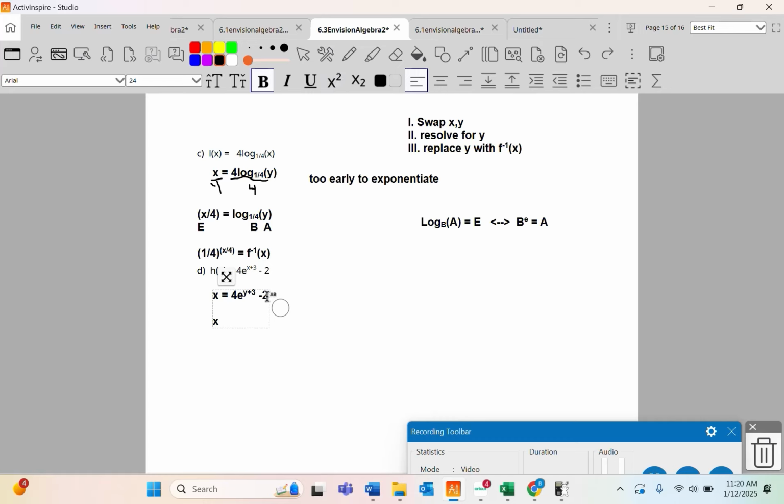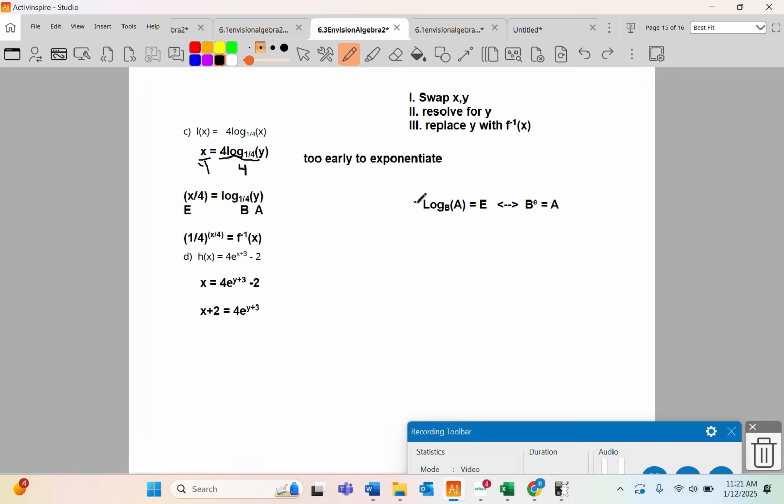We're going to have to do some isolation. We're going to add 2 to both sides. Maybe. That is all messed up. All right, so what I'm trying to get y'all to see here is that this logarithm is just one logarithm and this base is just one base. So the next step is going to be to divide that 4 out.